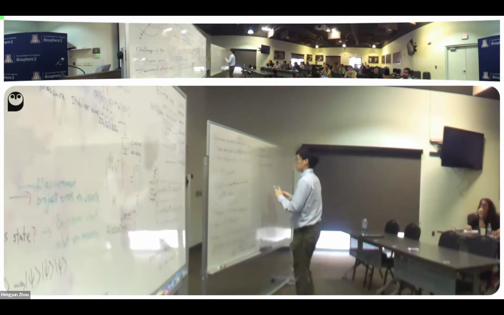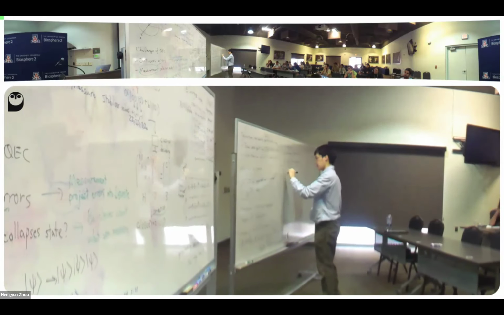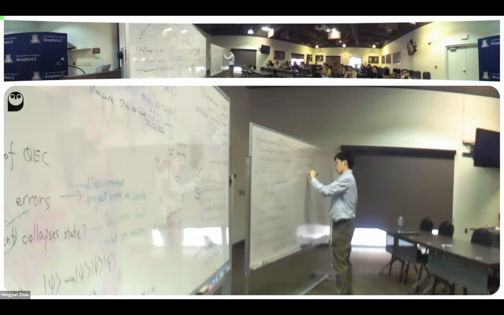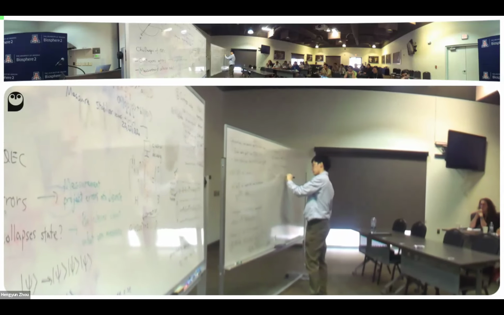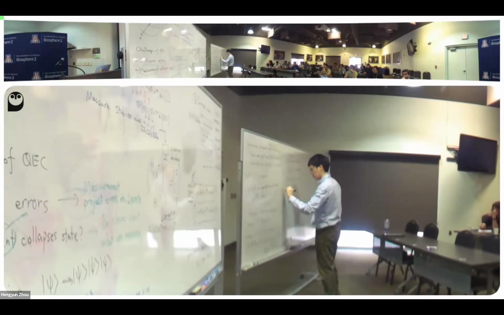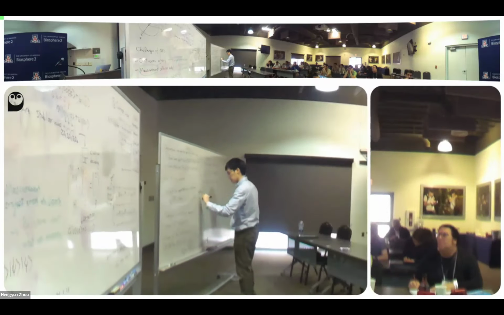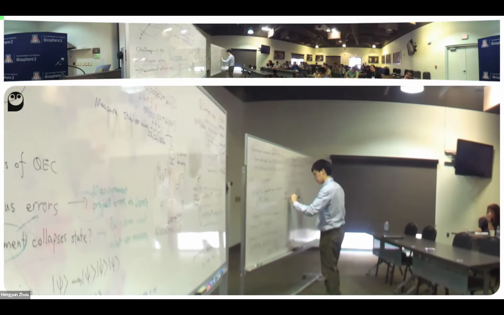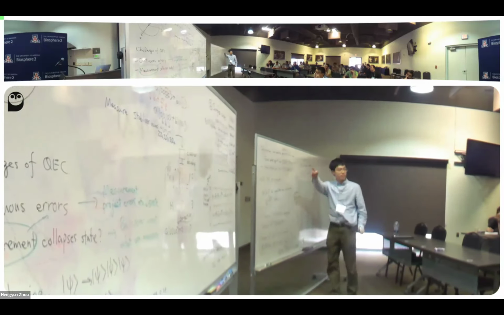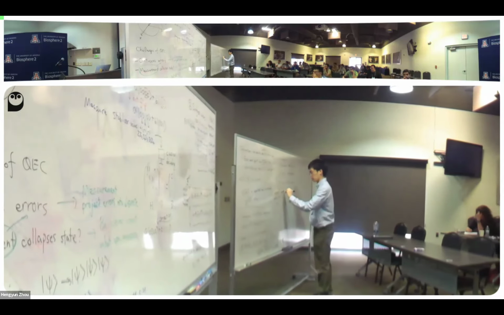So maybe just to write out a little bit more explicitly some notation. Typically we call a code an [[n, k, d]] QEC code, where n is the number of physical data qubits. In this case, we have 25 of them. k is the number of logical qubits encoded.